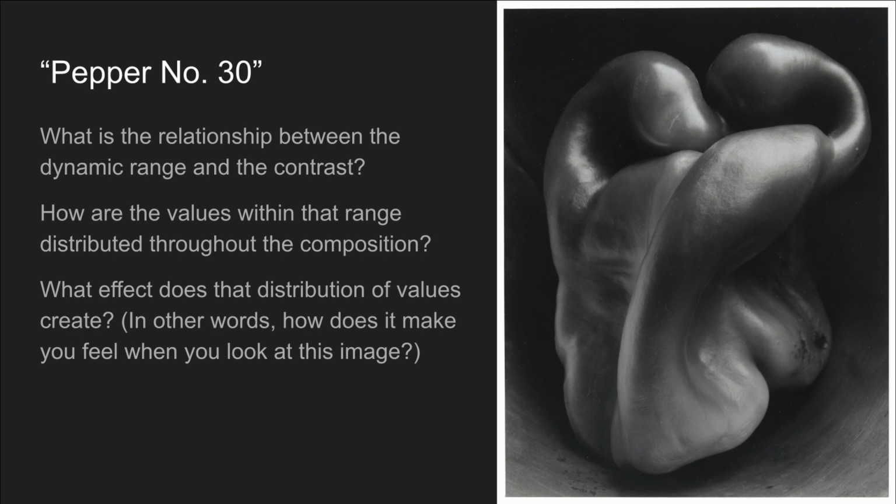And what effect does that distribution of values create? In other words, how does it make you feel when you look at this image? What does it evoke? Janice says sad, solemn. Ronnie types an ellipsis, weird, eerie. So we're starting to get some emotional resonance just from a pepper, which normally would be quite neutral, but what we're getting it from then is the dynamic range, the sense of light and dark in this composition.